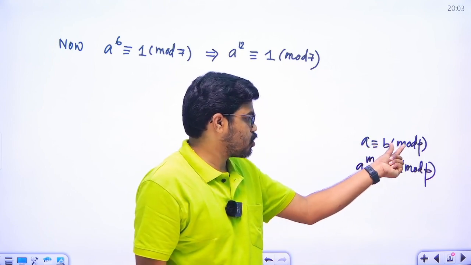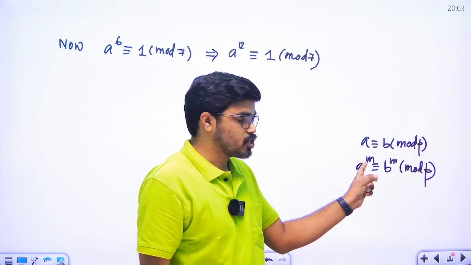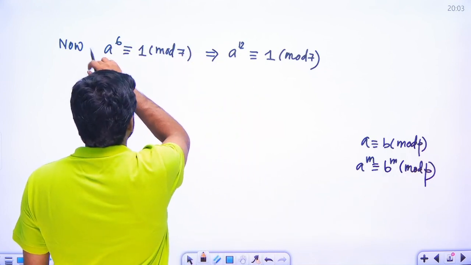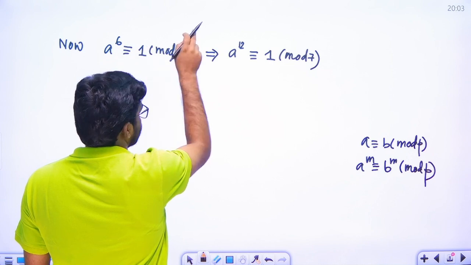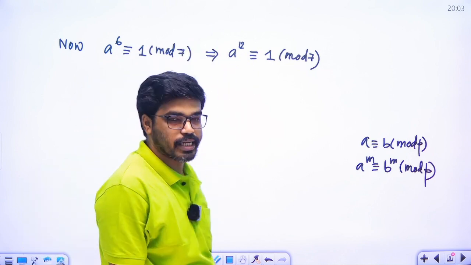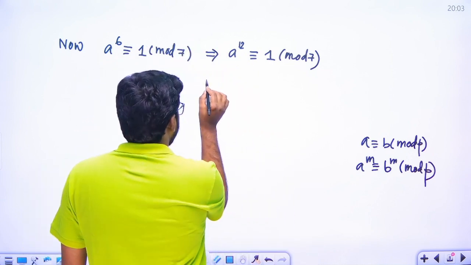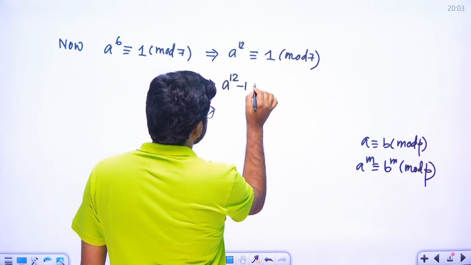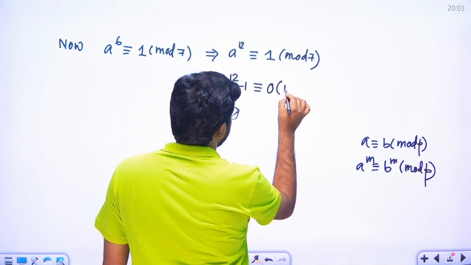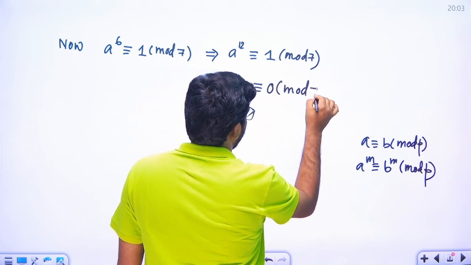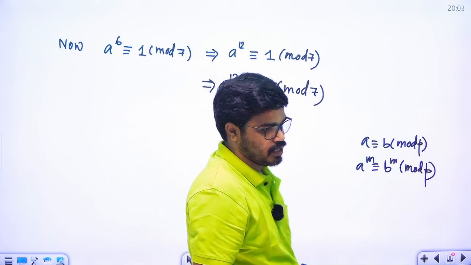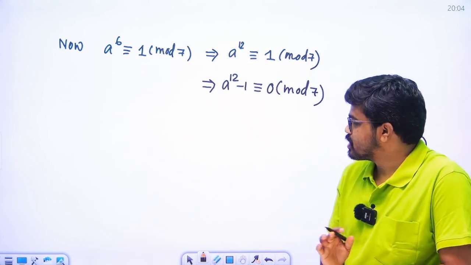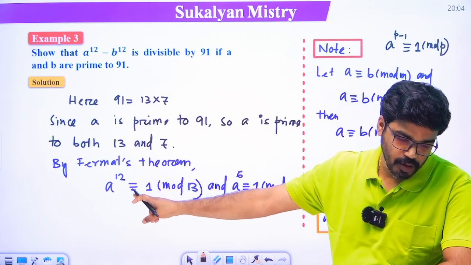Suppose a is congruent to b modulo p, then a to the power m is congruent to b to the power m modulo p. So I'm just squaring: a to the power 6 squared is congruent to 1 squared modulo p. This implies a to the power 12 minus 1 is congruent to 0 modulo 7. Okay, so now we have a to the power 12.